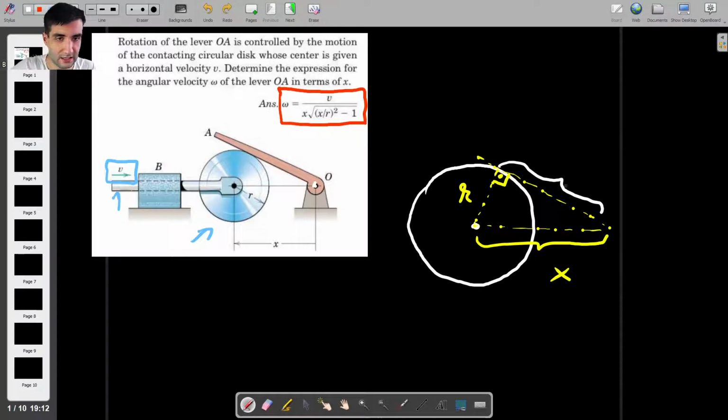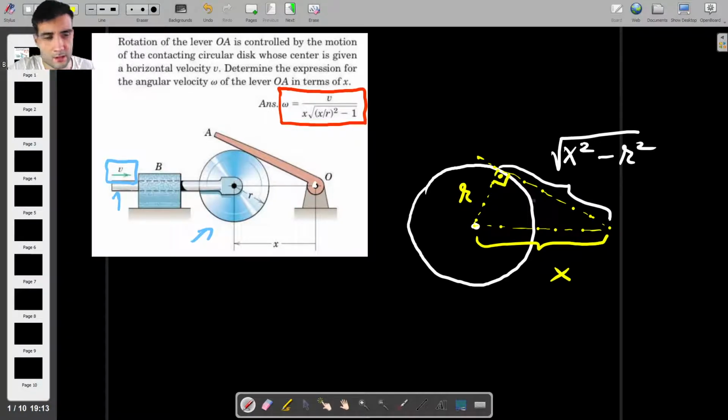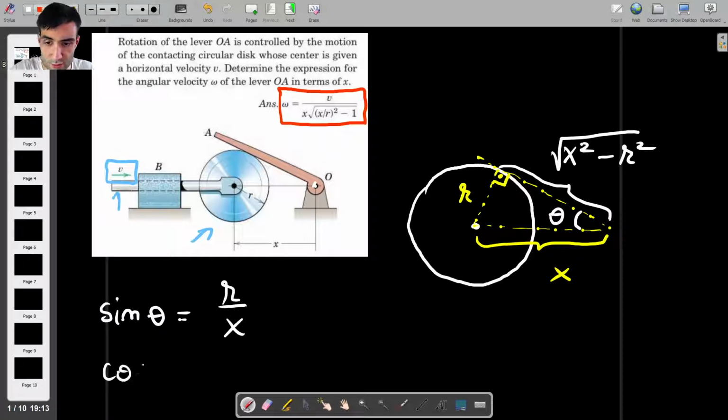So x is the hypotenuse. So we can find this as being equal to square root of x squared minus r squared. Okay, so we know all the sides. So we can also find something about this angle theta. Okay, there's no angle that's being given to us, but we can find a few useful things such as sine of theta, right? So sine of theta is r over x, and we can also find cosine of theta, which is the square root of x squared minus r squared over x, right?